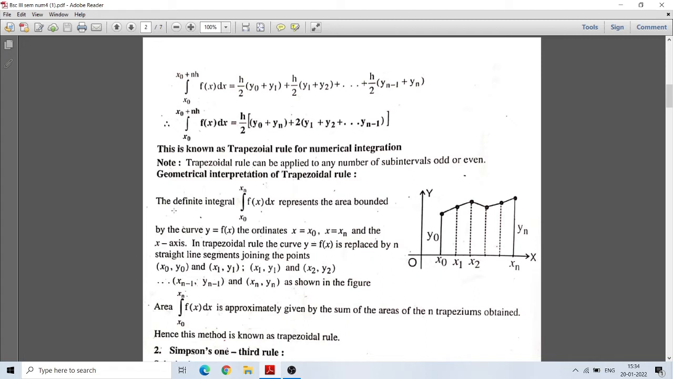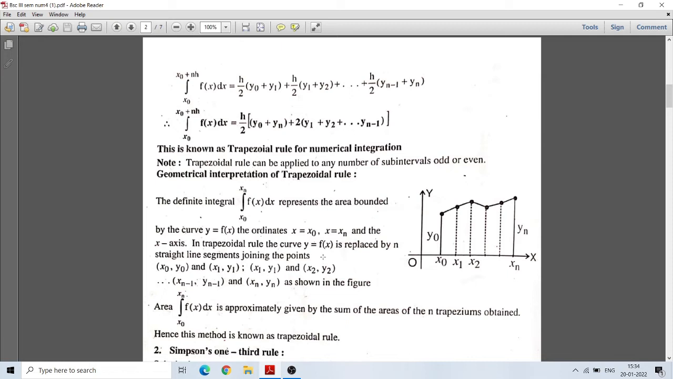Then the definite integral over the limit x naught to xn of f of x dx represents the area bounded by the curve y is equal to f of x. This is the curve here, the y equals f of x curve, and the ordinates x naught, x1 and so on up to xn on the x-axis. In the trapezoidal rule, the curve y equals f of x is replaced by n straight line segments joining the points. Look here, this is x naught, y naught; this is x1, y1; x2, y2.